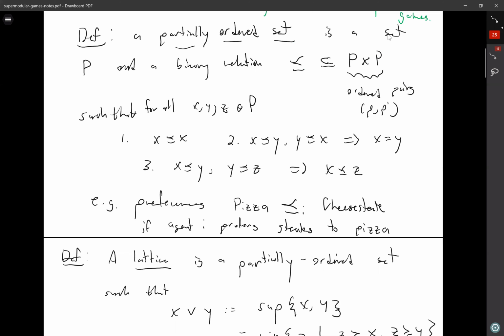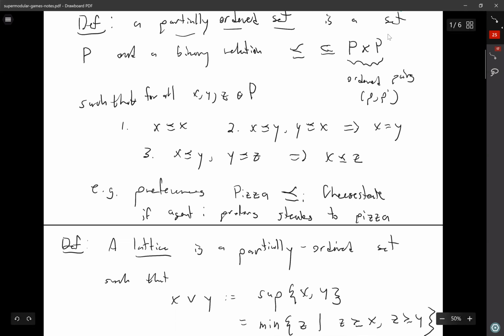But one thing to keep in mind with partially ordered sets is that they are not totally ordered, meaning that two items in a partial order might not be comparable. You may not prefer cheesesteaks to Chinese, or Chinese to cheesesteaks, but you might prefer cheesesteaks to pizza, for example.